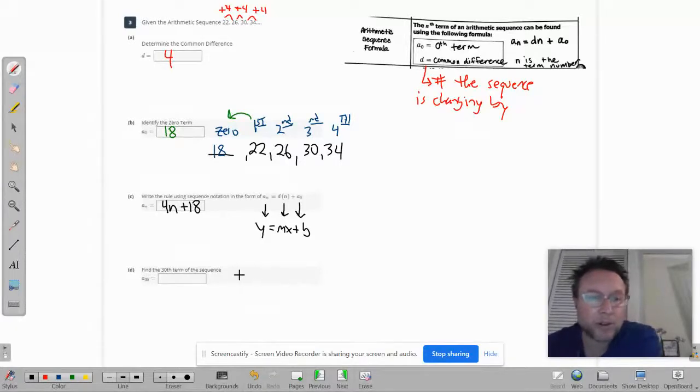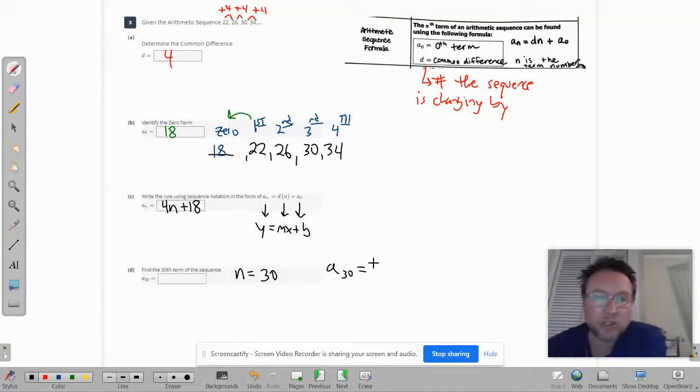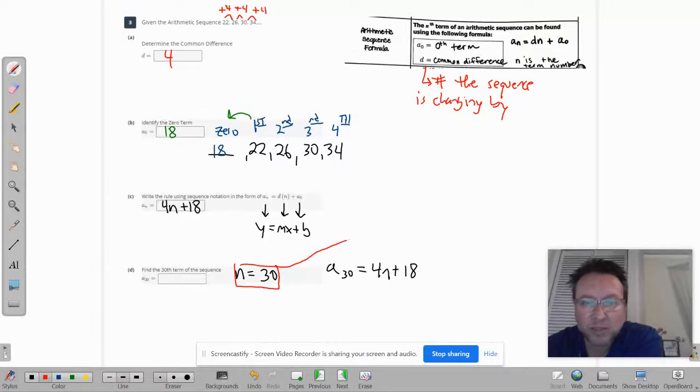And then we're going to find the 30th term. If we want to find the 30th term, that's just when n is equal to 30. So I'm going to say a sub 30. We say a sub because it's the notation, and the 30 is written a little bit smaller. It's just a placeholder that tells us which number in the sequence we're looking for. So we're looking for the 30th number. So I'm going to say 4n plus 18. If n is equal to 30, because that's what they're asking me to find, I'm going to substitute that in right there, and then figure out what the rest is going to be.